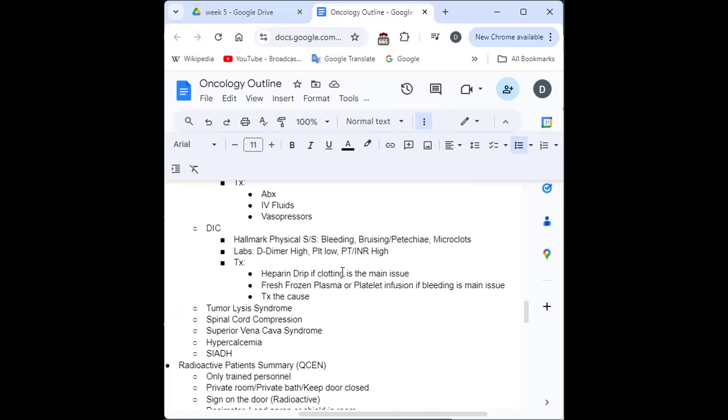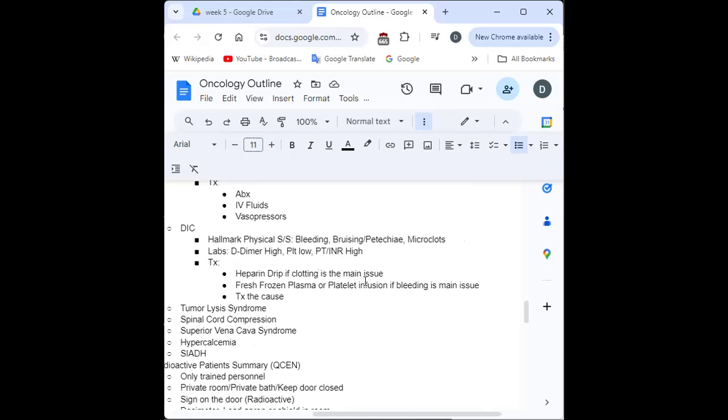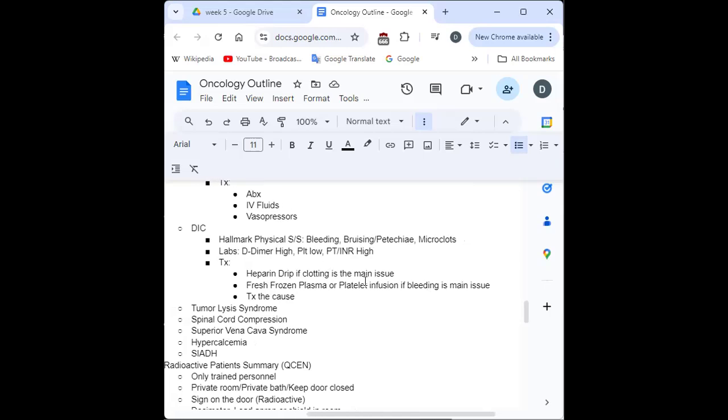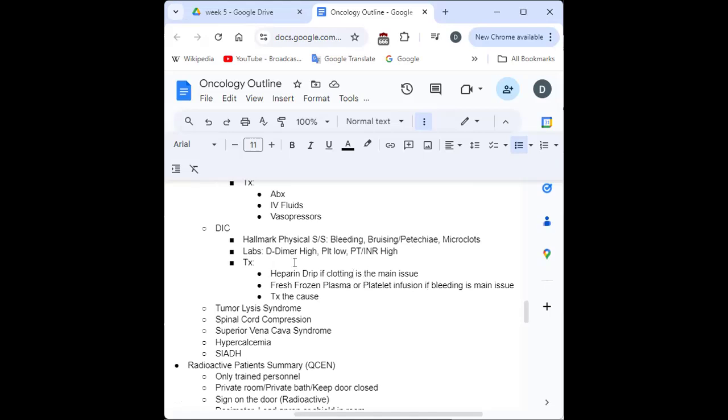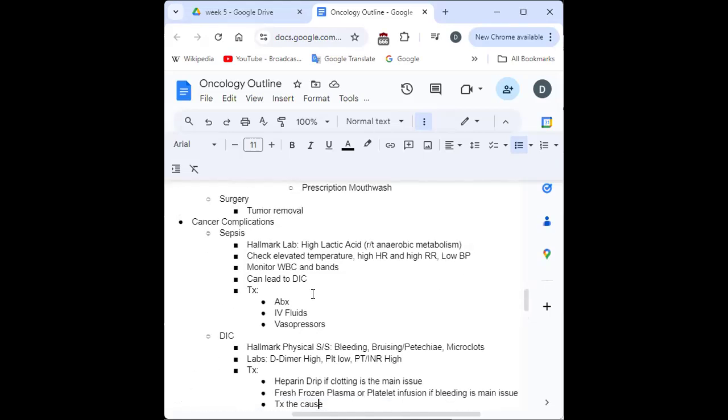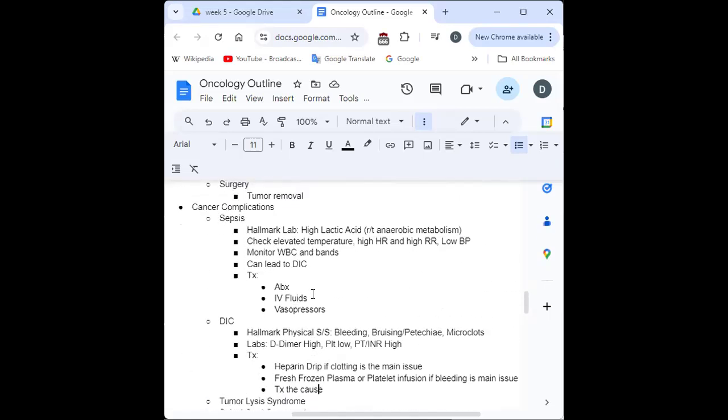If you can control the bleeding, then the heparin drip can be given. You might have to do platelet infusion or fresh frozen plasma if you need more clotting factors. And hopefully we can treat the sepsis that's causing it, or whatever else is causing it. That's going to be the main thing.